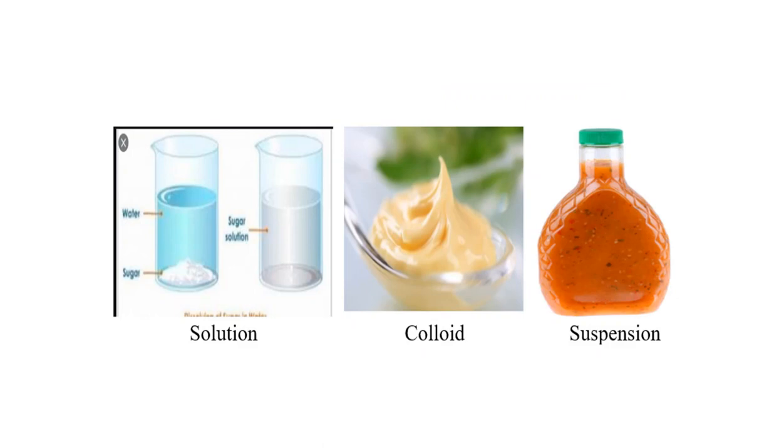Now these are just examples again. You can see solution here. At first, in A here, we have sugar and water. And when the sugar dissolves in B, the sugar disappears. You can no longer see the sugar. You just see the liquid there. The sugar is still there, but it has dissolved. While with a colloid, you can see that everything is uniform.